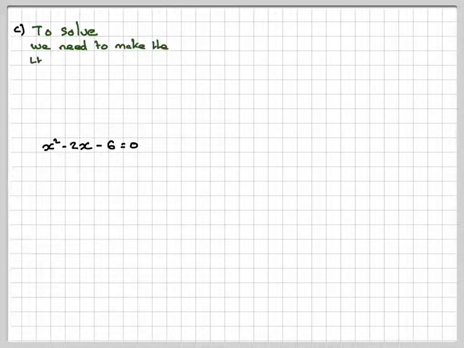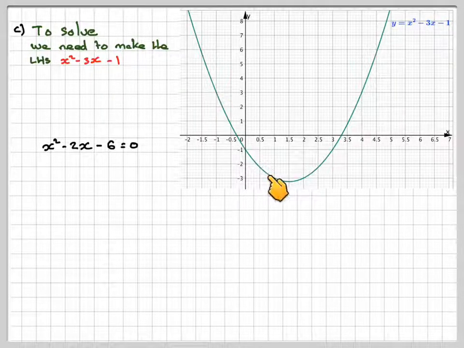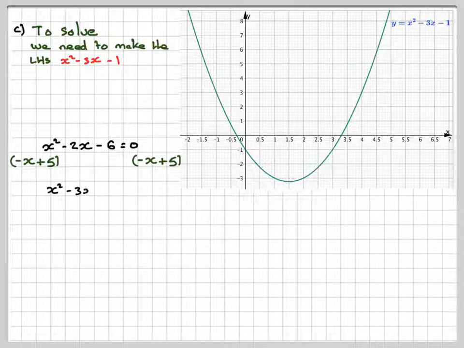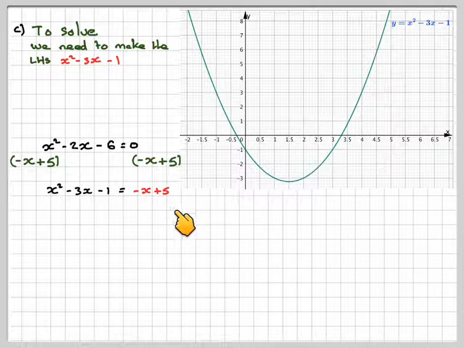For part C, we had to solve x squared minus 2x minus 6 is equal to 0. We need to make the left-hand side of this equal to x squared minus 3x minus 1, because that's the graph we're given. In order to do that, we will need to take away an x, which will make minus 2x into minus 3x, and we will also need to add 5. Minus 6 plus 5 will make minus 1. Minus 2x minus x will make minus 3x. We'll do that to both sides. So this side becomes x squared minus 3x minus 1, which is what we want, the same as our curve. And then 0 plus minus x gives me minus x, and then plus 5.